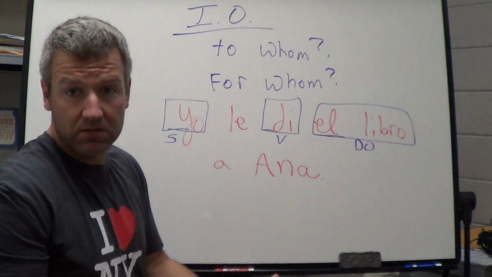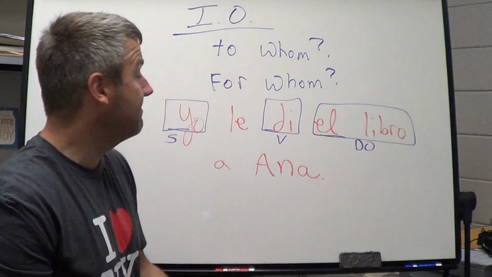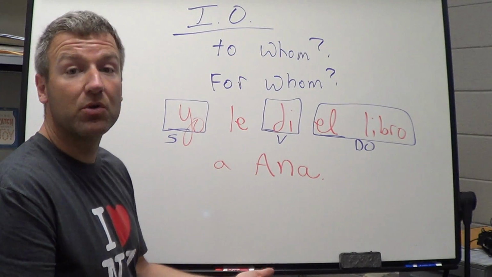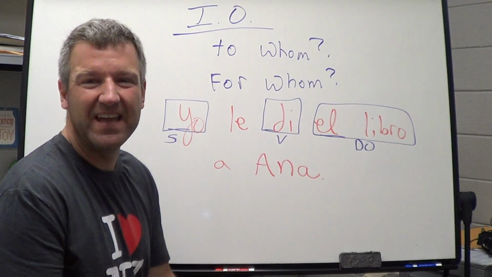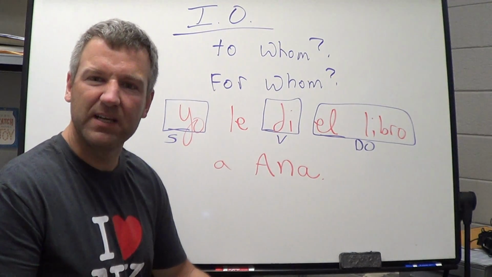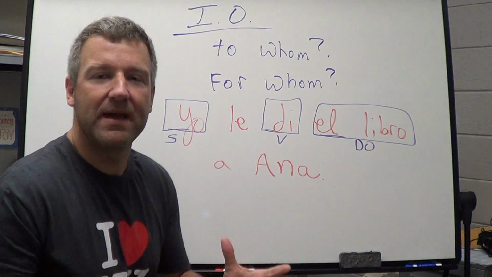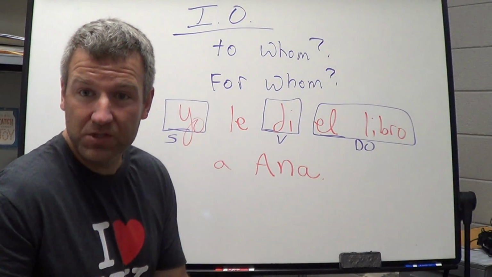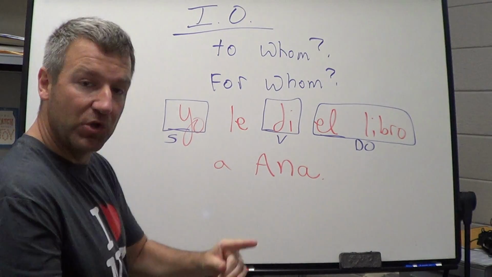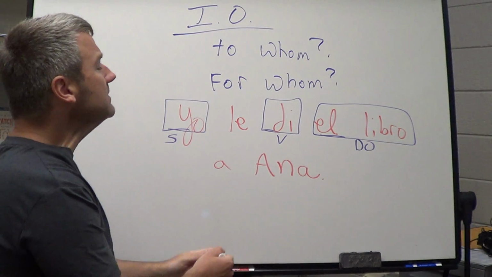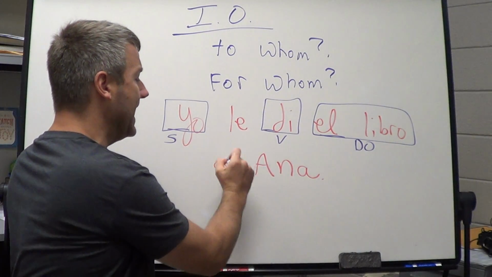Now, folks, you could make a sentence with simply that. Yo di el libro. I gave the book. But it would sound very, very vacant. It would just sound like it's not complete. I gave the book. It's almost like you're begging for the question, well, who did I give the book to? So, yo le di el libro a Ana. So to whom did I give the book? I gave the book to Ana.